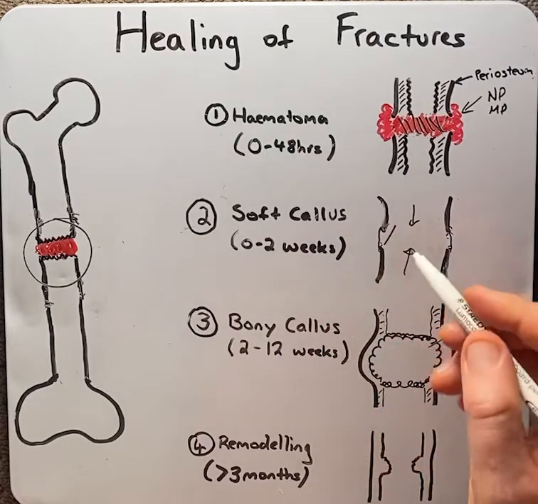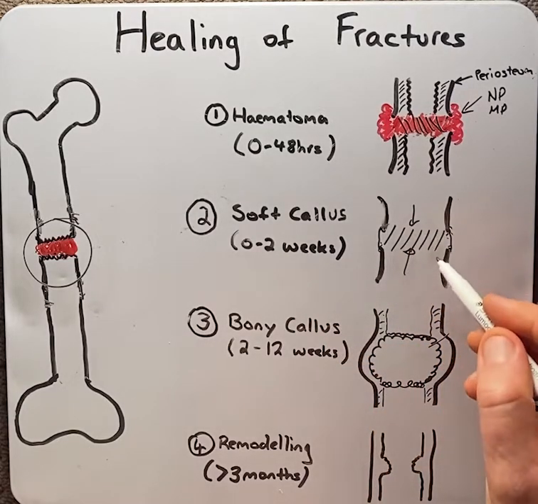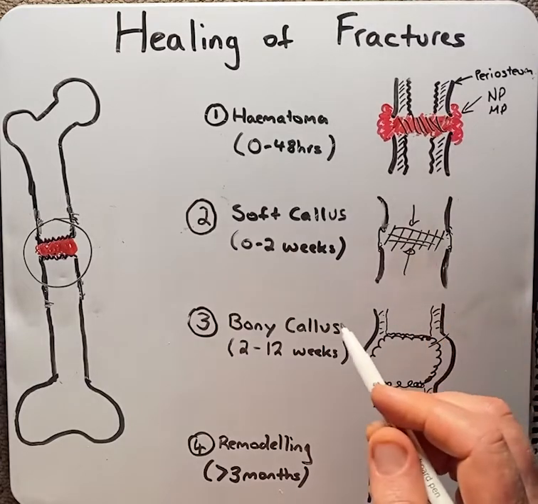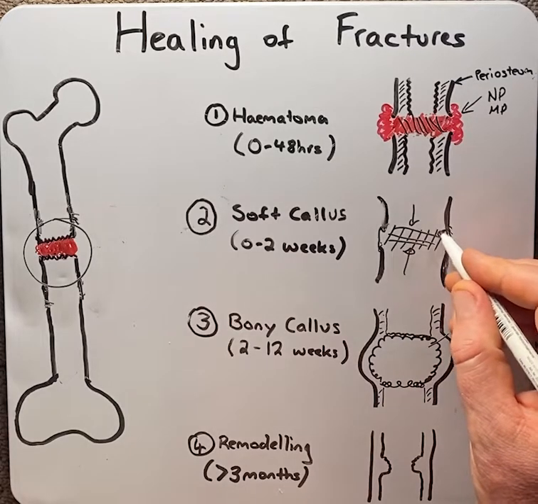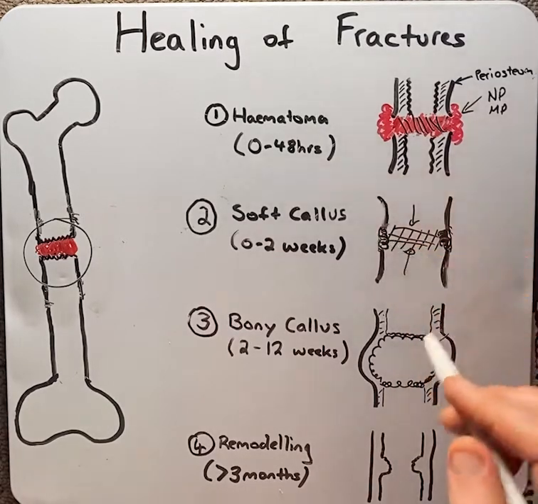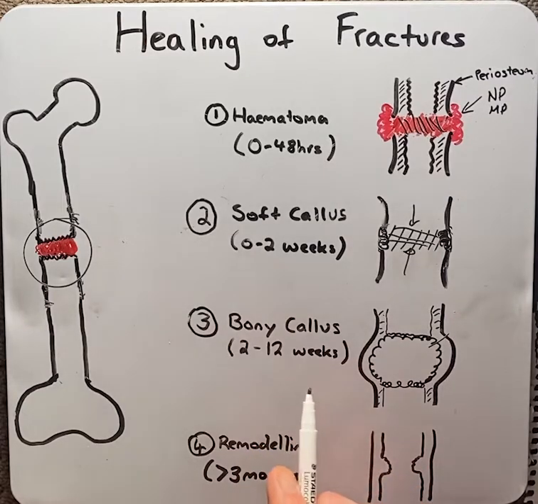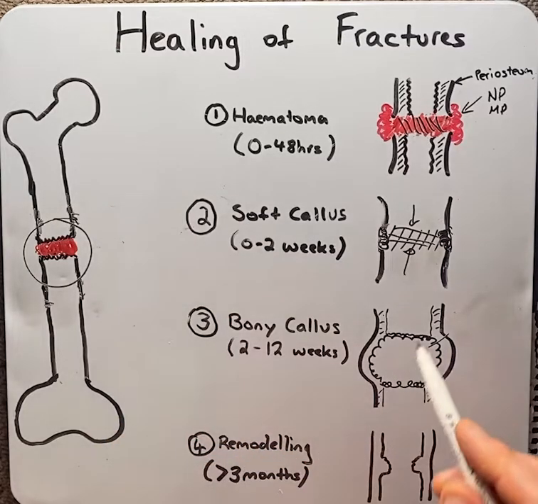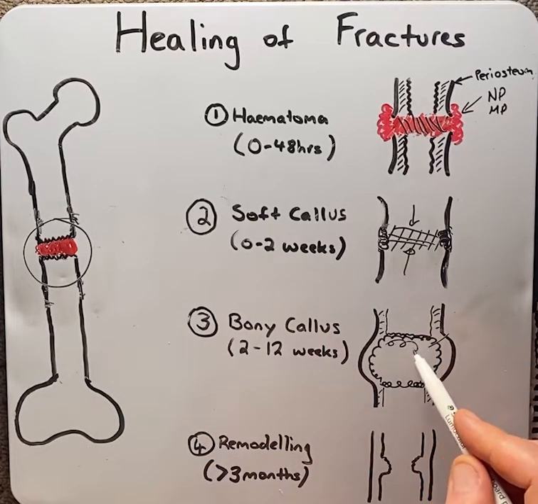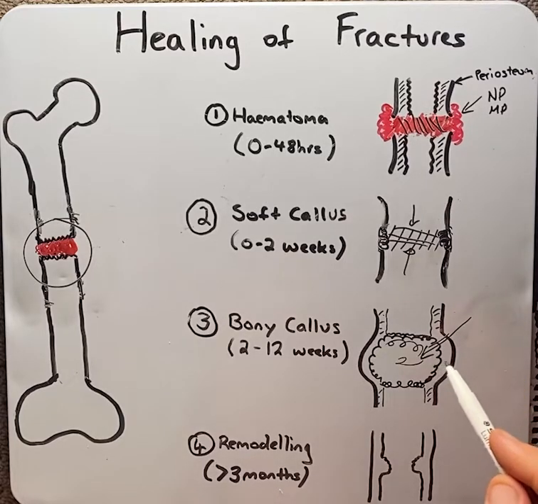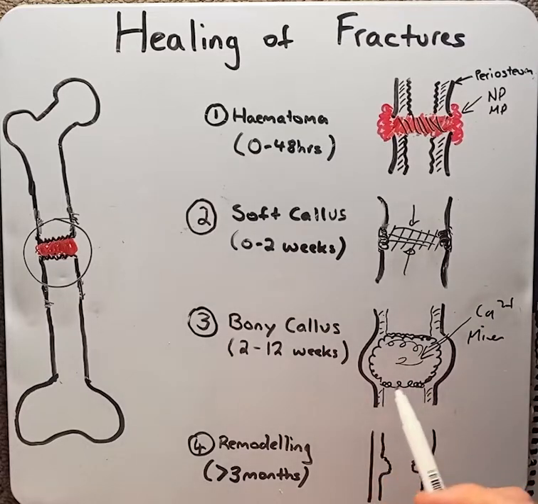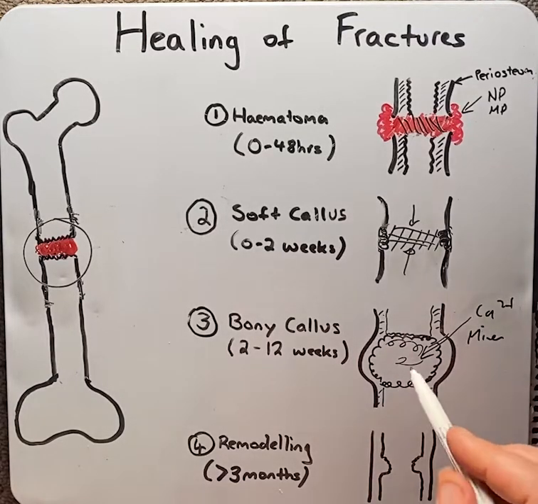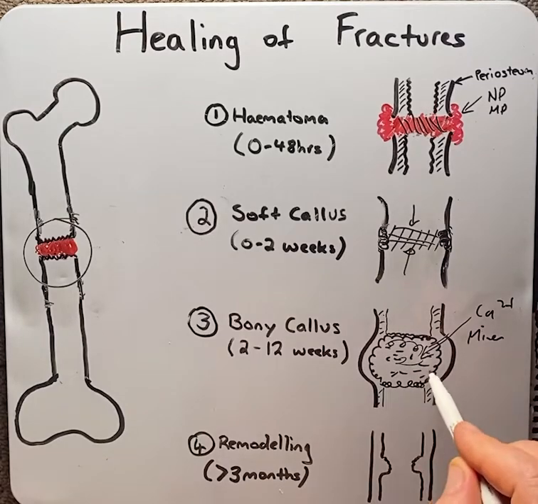Osteoblasts lay down woven tissue, which is also known as osteoid or an organic tissue, as well as chondrocytes lay down some cartilage. Moving into the bony callus stage, which occurs between the 2nd and 12 weeks post-fracture, the soft callus, which is all the osteoid tissue, starts to become mineralized. So calcium and minerals such as phosphate, this is sometimes known as hydroxyapatite, starts to mineralize and make the callus hardened.